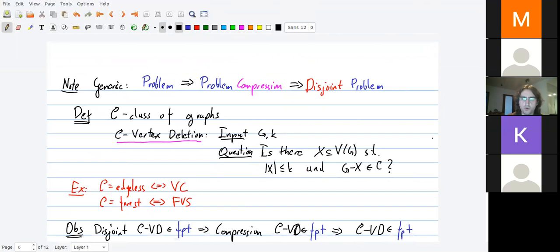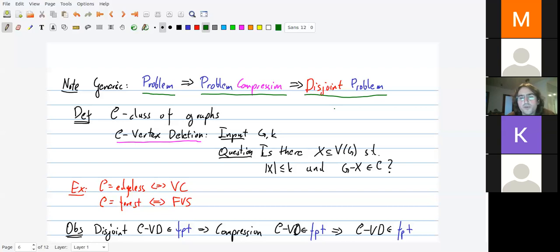So this was the prime example of application of iterative compression, and note that this is a generic technique. Essentially what we did, we in a generic way took a problem which was a vertex deletion problem, we reduced it to this compression variant where we have a solution that is slightly too large by at most one. And then by branching on this solution that was one too large, we could focus on the disjoint variant of the problem where we have a solution, but we cannot take anything from this solution.